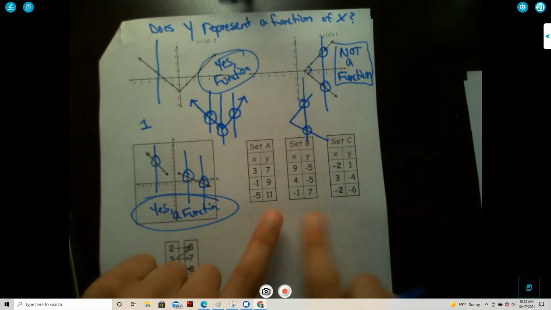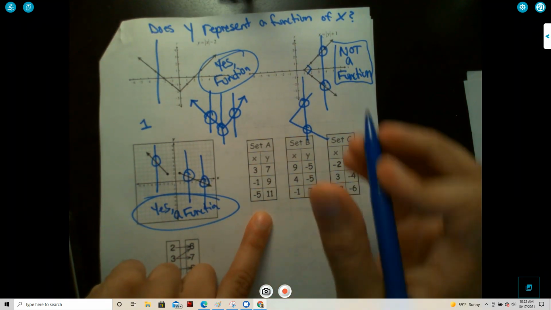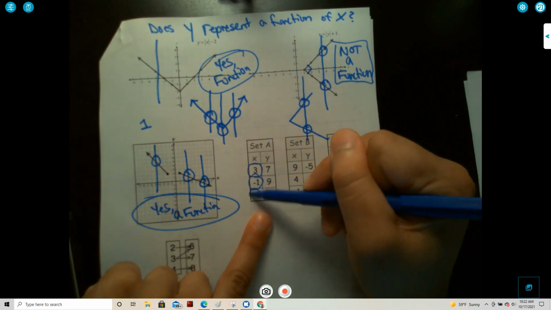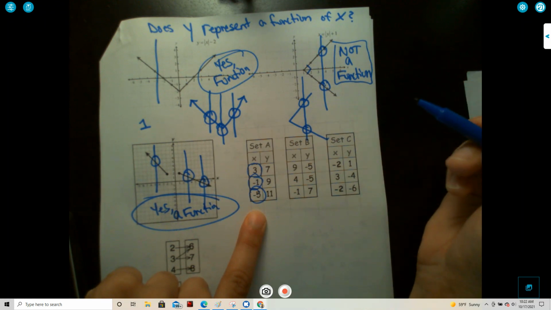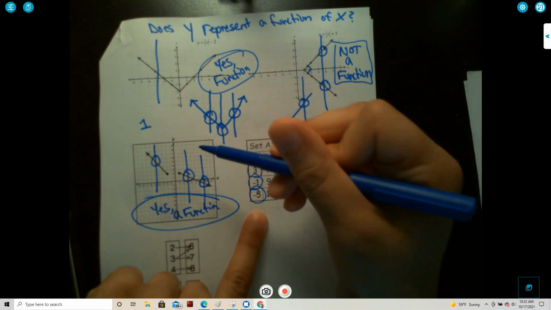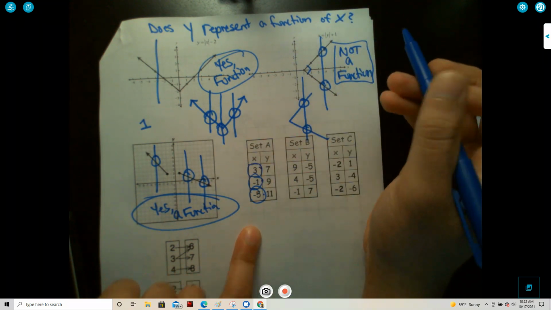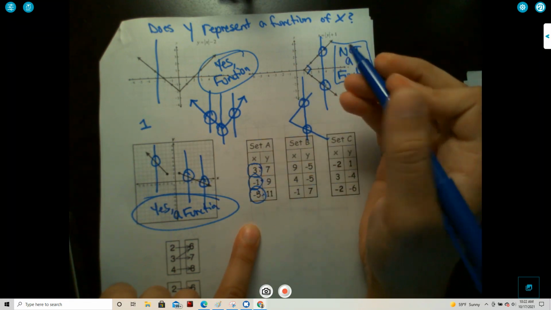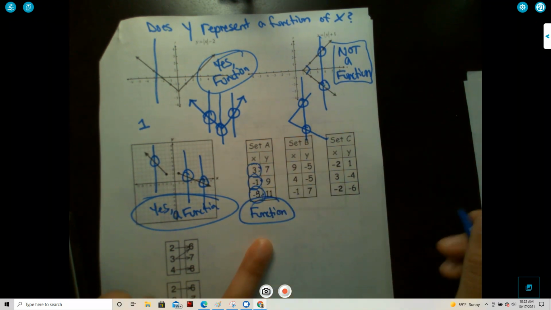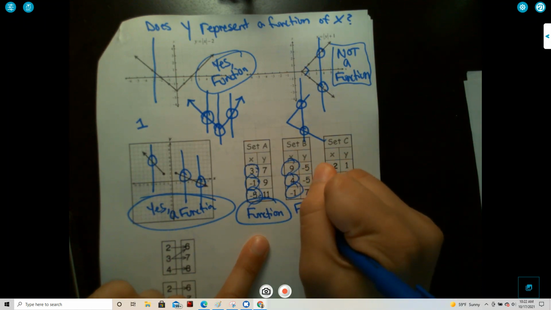Okay, now we have a set of coordinate points. Remember, we're just looking at the x values. If x values repeat, meaning two or more of the same number, then it's not a function. But if all of these numbers are different, then you have a function. We have 3, -1, -5. Those are all completely different numbers, so we have a function. That's your answer. All right, we have 9, 4, -1. All completely different, so you have a function.